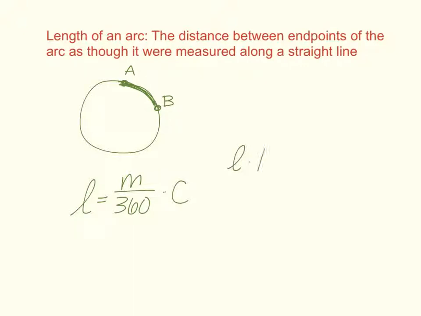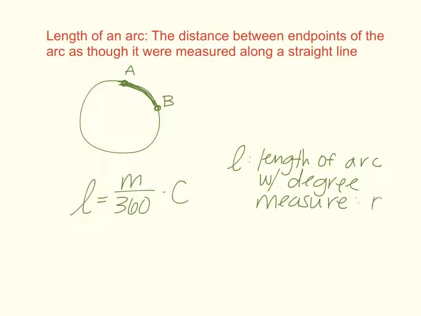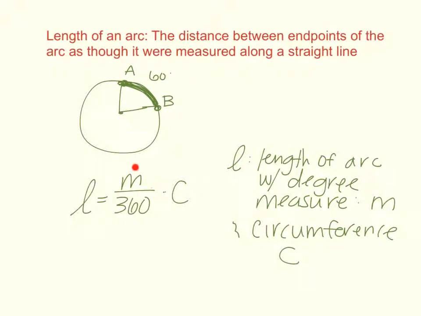So L is the length of arc with degree measure m, and circumference C. To figure out the length of this, if we start at our center, we have our little radii that come out this way. This is the arc length that we're looking at. If this is 60 degrees, then that's what we plug in for m. You would have 60 over 360 times the circumference.